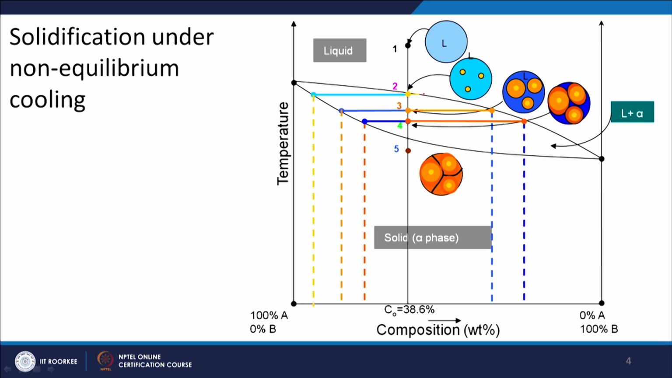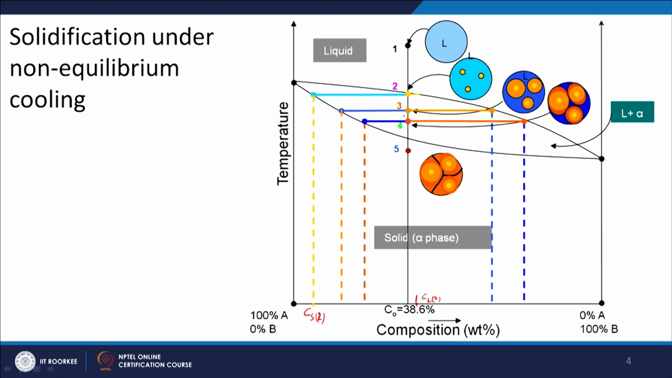Again I can draw a tie line here, and you have the composition CS at point 2, and you have some composition of liquid here which will be very close to the overall composition. This will be Cl at point 2. These are some solid which has nucleated in the liquid phase. Of course, the fraction you can also get.